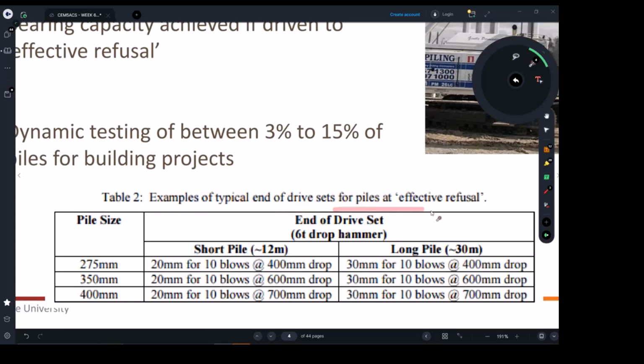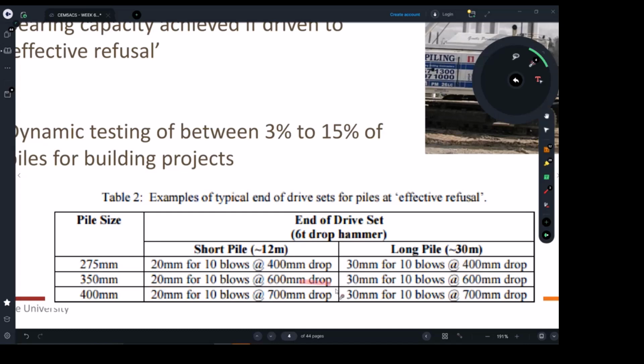So this table gives guidelines about when to stop the driving process for the piles into the ground, or where you can reach effective refusal. There are some examples. For example, if we're talking about the 350 square pile, so 350 by 350 pile, typically for short piles, which is about 12 meters, you should have 20 millimeters for 10 blows. So every 10 blows, every 10 impacts, the pile should go into the ground by 20 millimeters. That's the minimum.